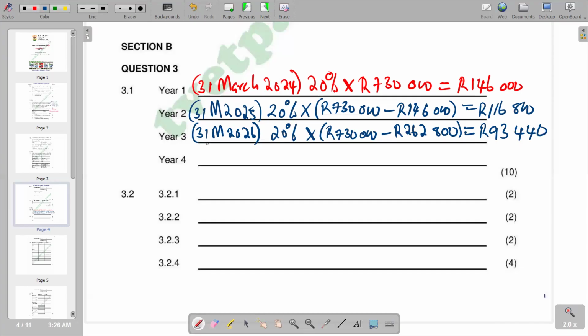Then we go for the final year, which is now ending 31 March 2027. So again, 20% times the cost doesn't change, it's 730,000. And now we are saying depreciation from the 116,800 plus 93,440 to get our accumulated depreciation. So we can as well try to calculate as such.